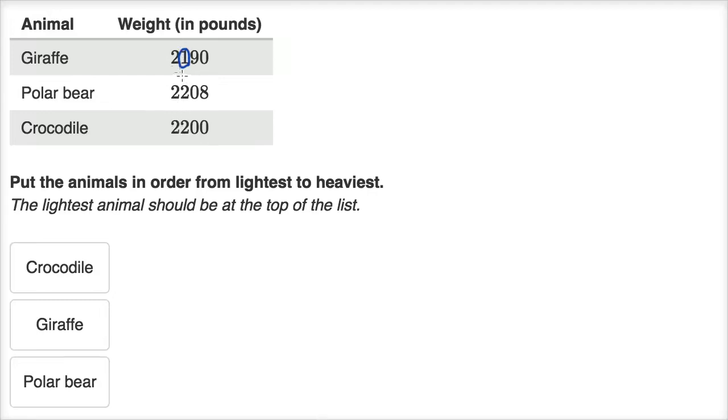They all have the same number of thousands, and so then we move one space to the right to the hundreds, and the giraffe has the least number of hundreds. So the giraffe is going to be the lightest. And so now let's think about between the polar bear and the crocodile. They both have the same number of thousands. They have the same number of hundreds. They have the same number of tens. But notice, the polar bear has more ones than the crocodile. And so the polar bear is heavier. So the crocodile comes next. It's the next lightest. And then the heaviest is the polar bear.